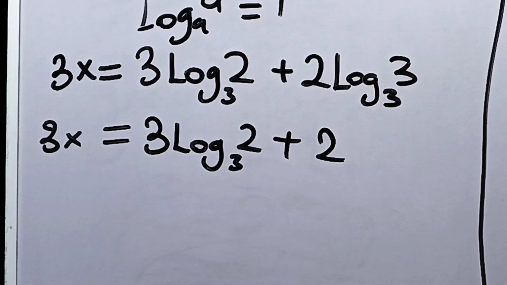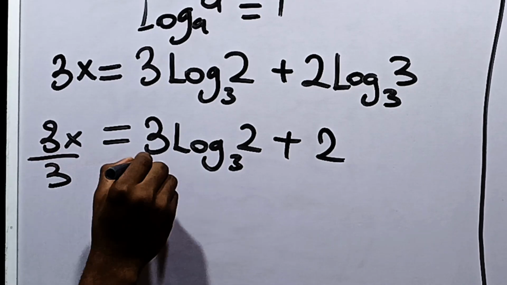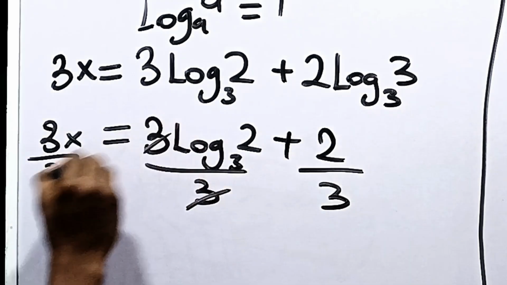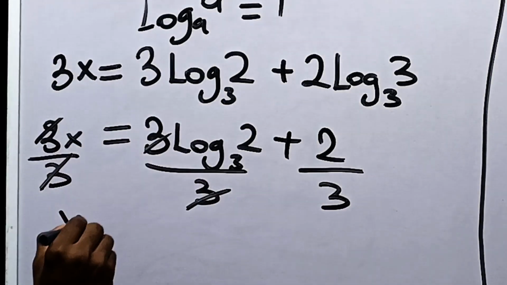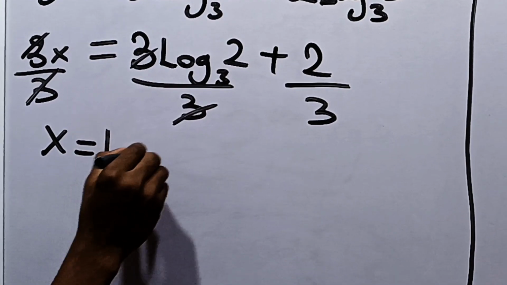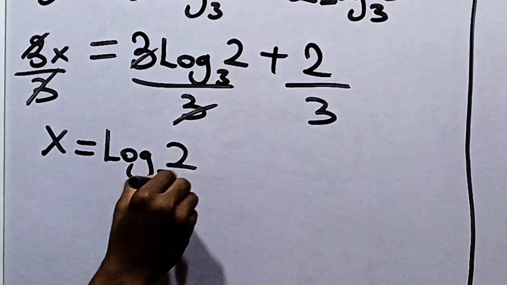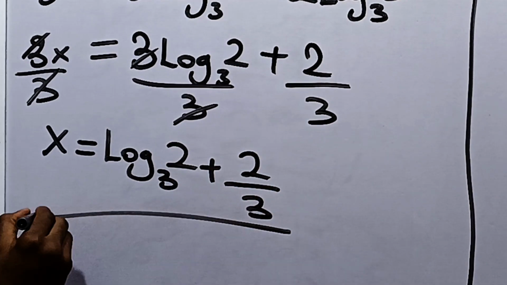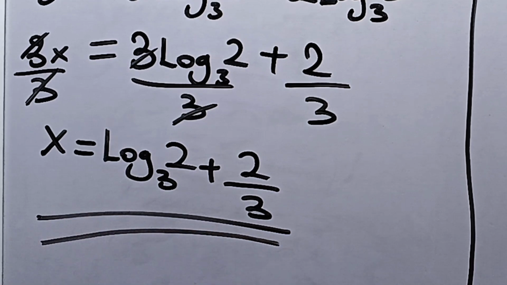Okay? Now we have 3x to be equal to this. Dividing each term by 3, we have this divided by 3, this divided by 3, and this divided by 3. 3 cancels 3, 3 cancels 3, we're left with x to be equal to logarithm of 2 to base 3 plus 2 over 3. And this becomes the final answer to this question.